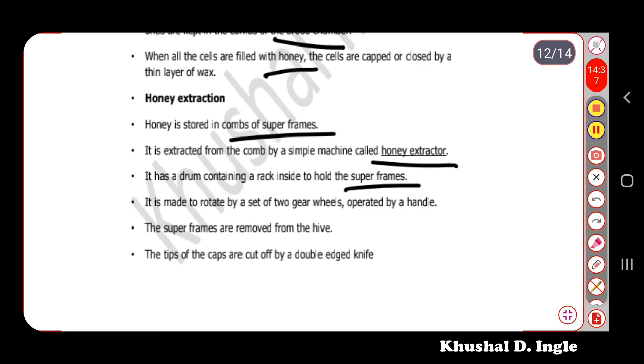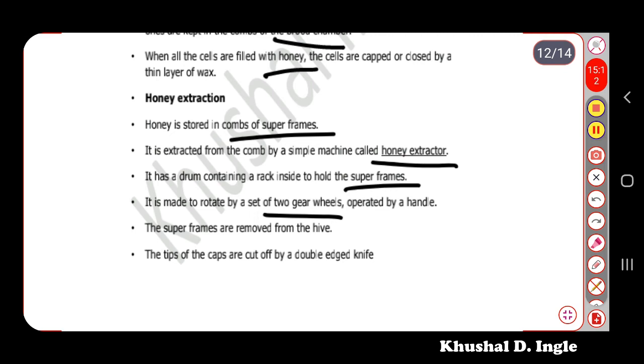This honey extractor is actually a big drum which contains a rack inside, which will hold the super frames, the wooden frames which contain the wax. Now it is made to rotate by a set of 2 gear wheels operated by a handle. Just see whatever points I am discussing here. After that you will get a clear idea how this honey extractor works and how we get the honey.